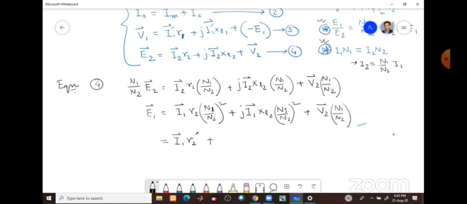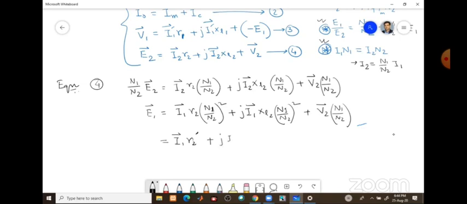So therefore, we are taking that as a different resistance, because now R2 is multiplied with another scalar quantity. That means it's a scaled version of R2. So that is R2 prime. It's a different resistance from R2.